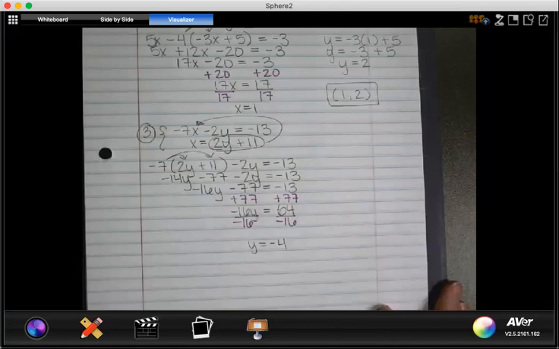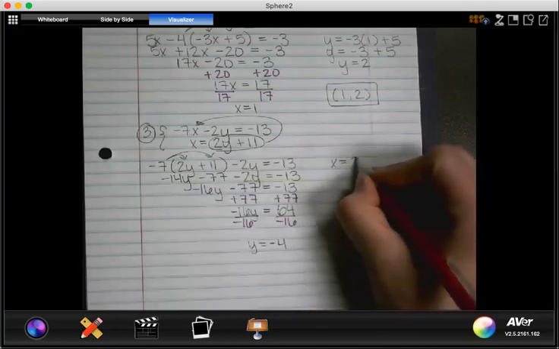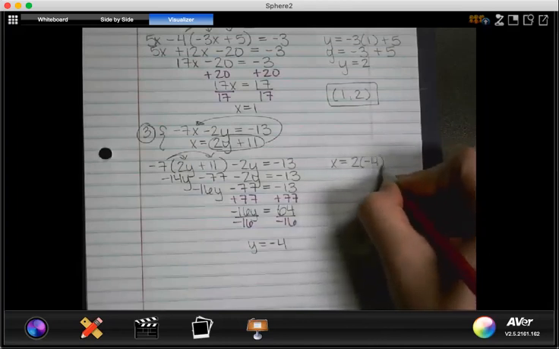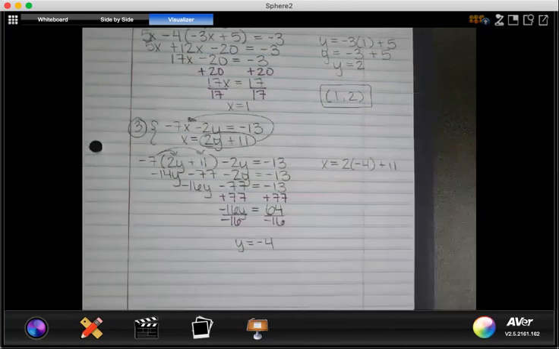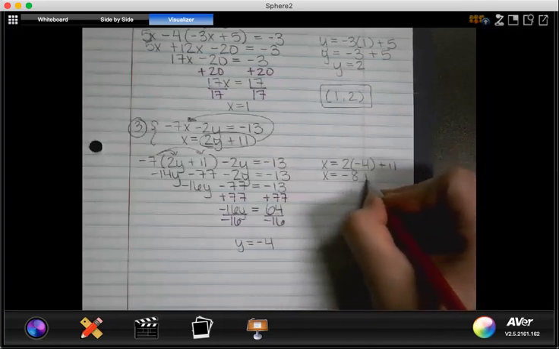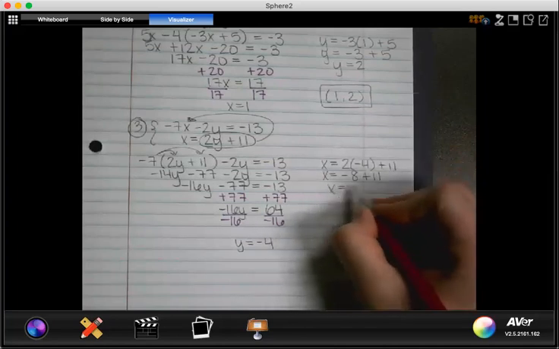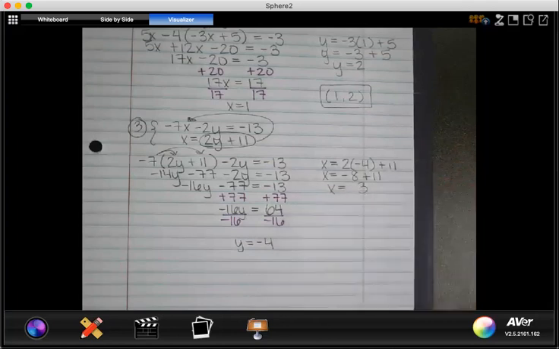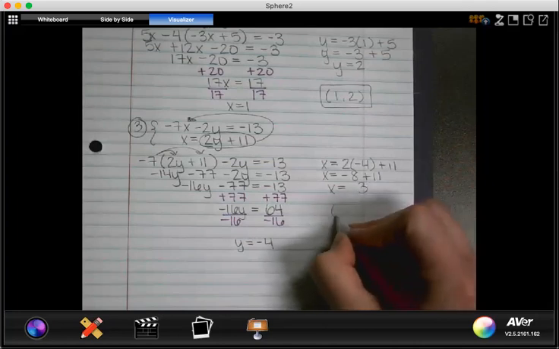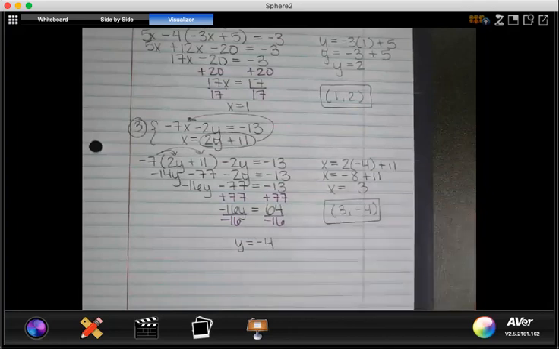Now we're on to step 3. We're going to substitute negative 4 back in to solve for x. So x equals 2 times negative 4 plus 11. 2 times negative 4 is negative 8. Add those together and we get a value of 3. So my answer, and be careful about which one's which, but it should be x first. So my answer should be 3 comma negative 4 inside parentheses.